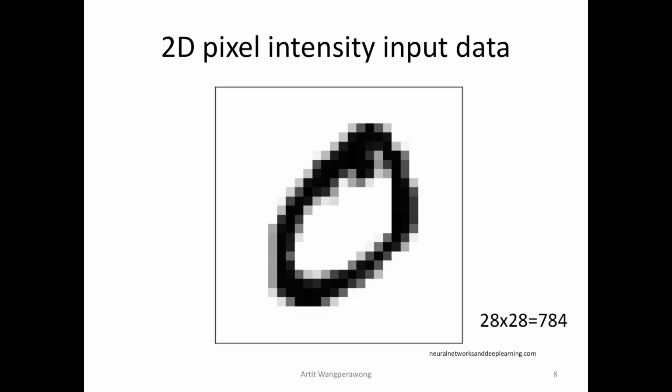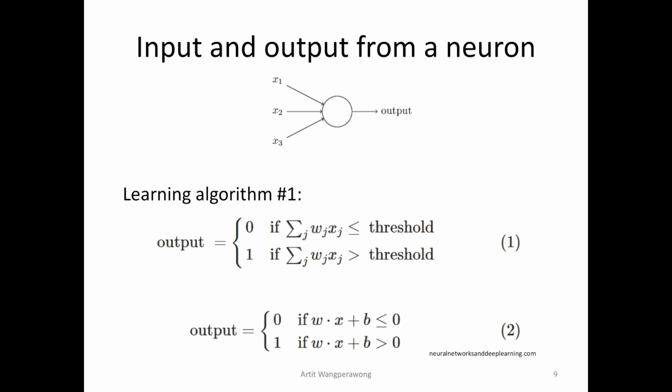For the common handwritten digits, we can break it down into 28 by 28 pixels, which is 784 inputs into the neural network that we're going to build using the artificial neural network, so to say, because they're not real neurons in the brain, but they're simulated by the computers.